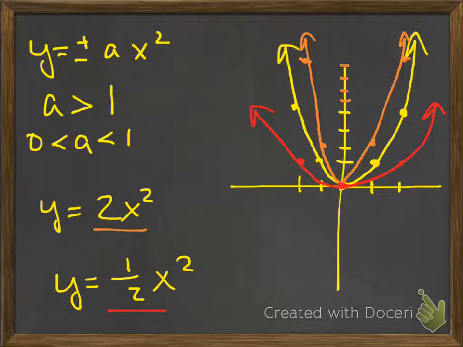If you notice there, the narrower one is the orange one, the one that was 2x squared. So when a is a number greater than 1, you get narrower. If it's between 0 and 1, like 1/2 is, you get wider. So if I'm asking you the different types of transformations, you should be able to say, okay, it's narrower or it's wider than the parent function. Again, this is always in comparison to the parent function, y equals x squared.